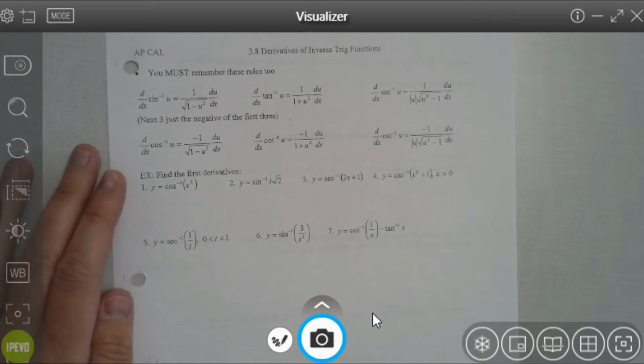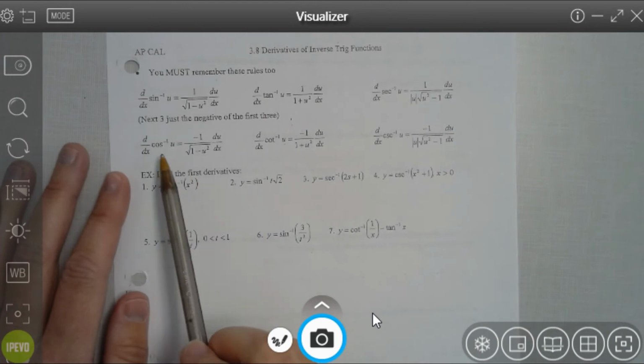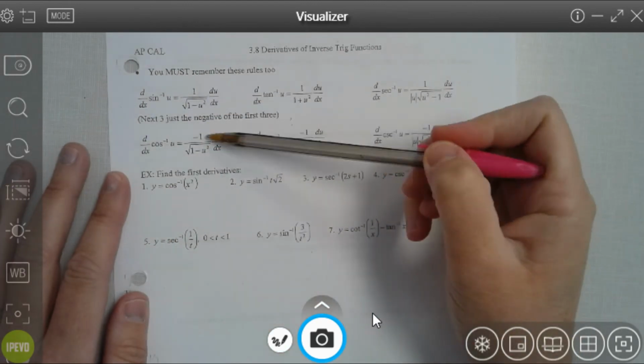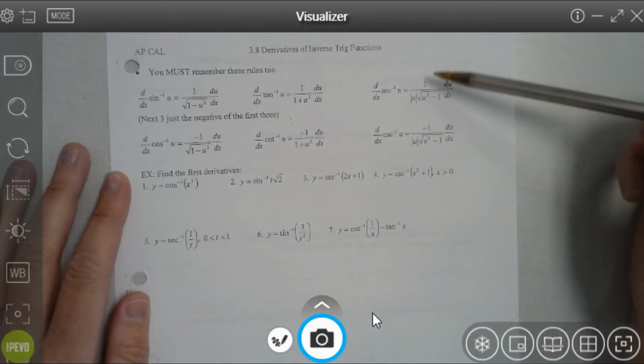All right, for inverse trig, you really just need to memorize these rules. So the first three, the second three are just the negative of the first. So sine and cosine inverses are the same but negative. Tangent, cotangent, same but negative. And then secant and cosecant are the same but negative.